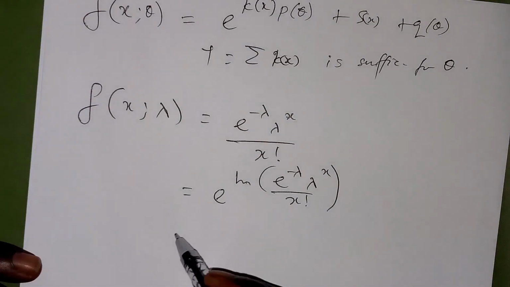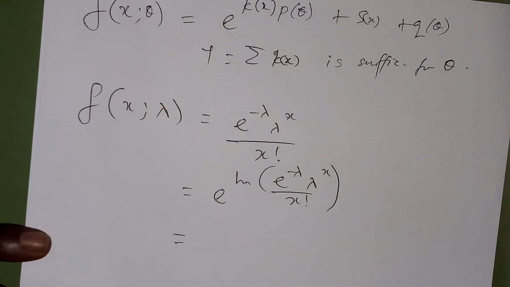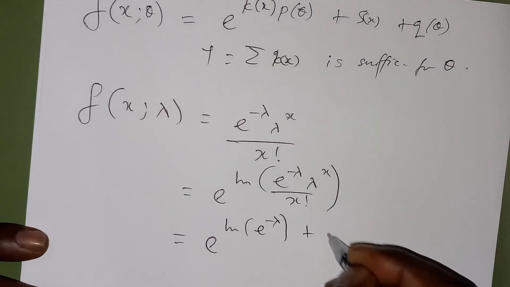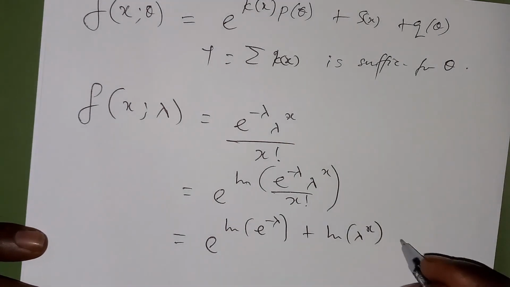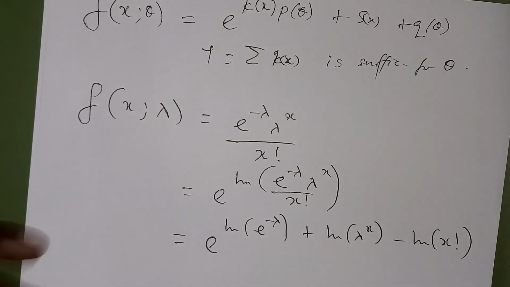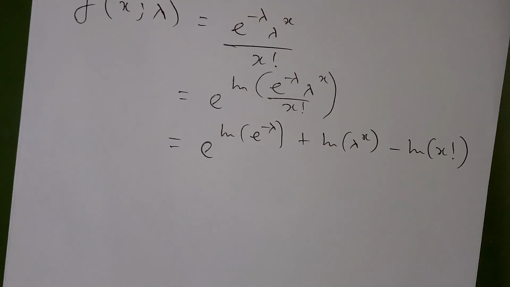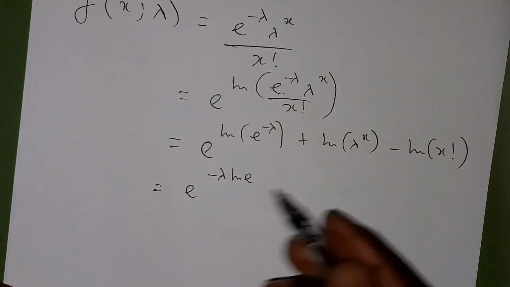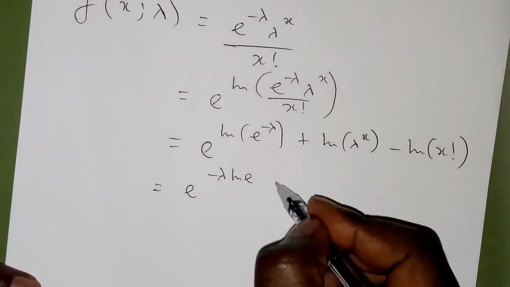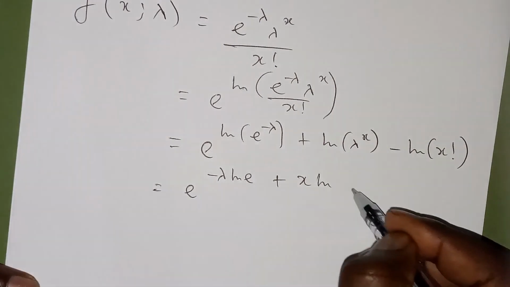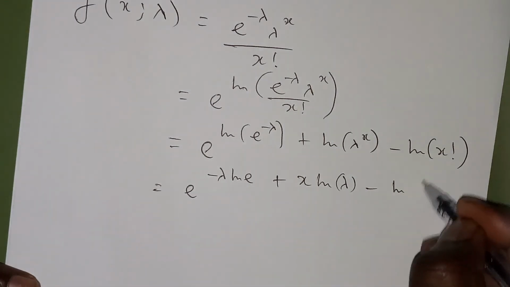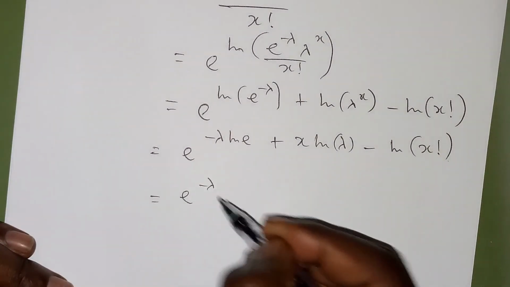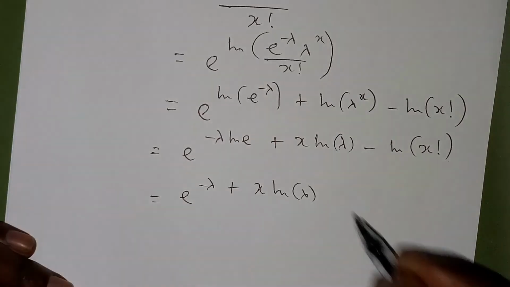Then we apply some laws of logarithms to simplify the expression. So we have e to the ln e to the negative lambda plus ln lambda to the power of x, subtract ln x factorial. Then we go on and simplify this. We have e to the negative lambda ln e, and ln e we know gives us a 1. Then we add x ln lambda, subtracting ln x factorial. So this is e to the negative lambda plus x ln lambda, subtract ln x factorial.